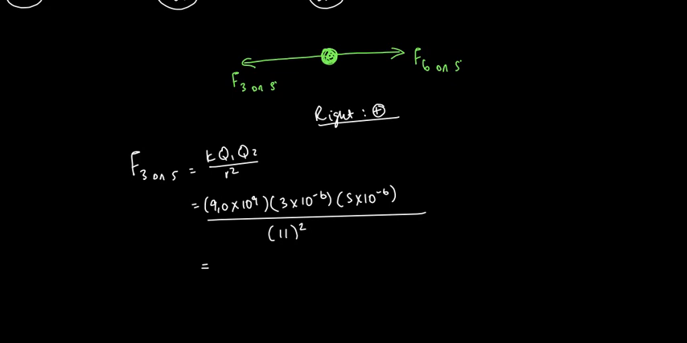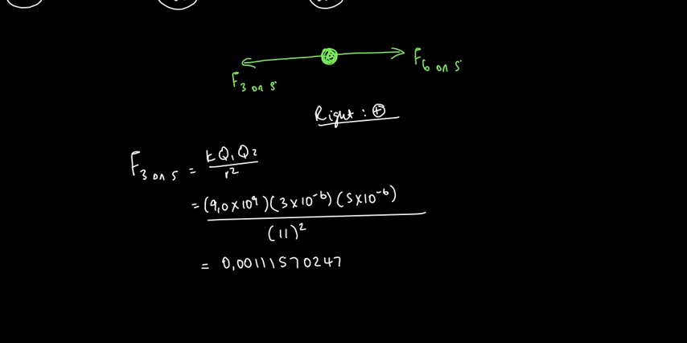Mm-hmm. It gives me 0.00115. Three ones, sorry. 7, 0 2, 4 7.